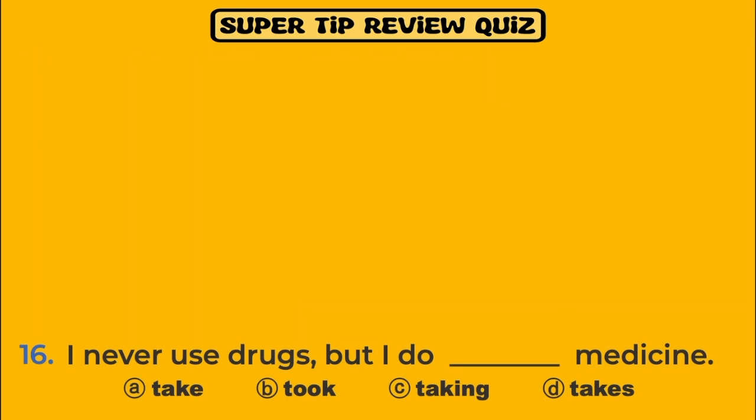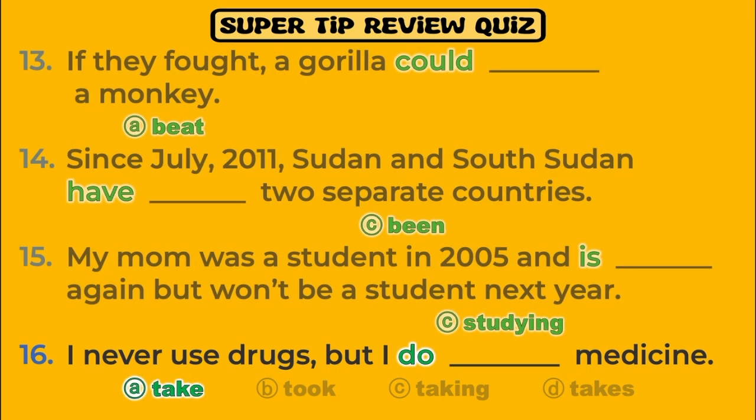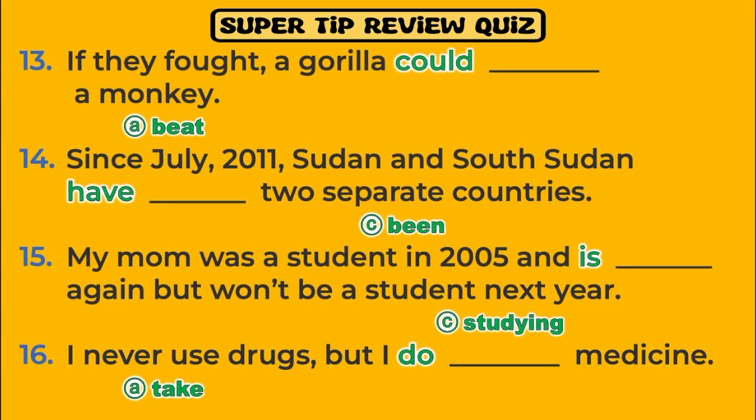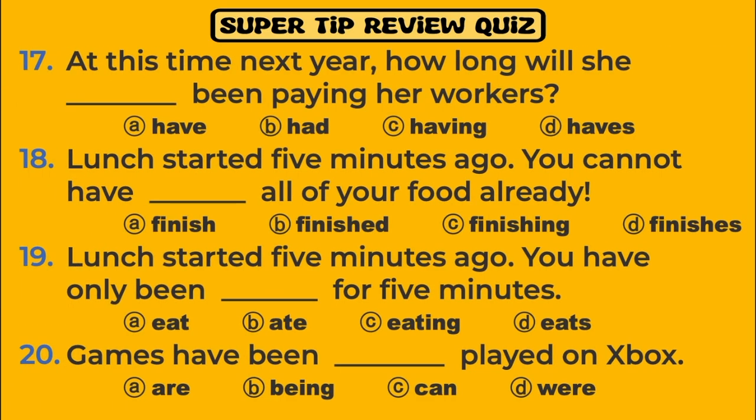Number 16. I never use drugs, but I do medicine. Can you find the signal? It's do. Remember the rule? Do plus verb 1. I never use drugs, but I do take medicine. There are our answers. And on to number 17.